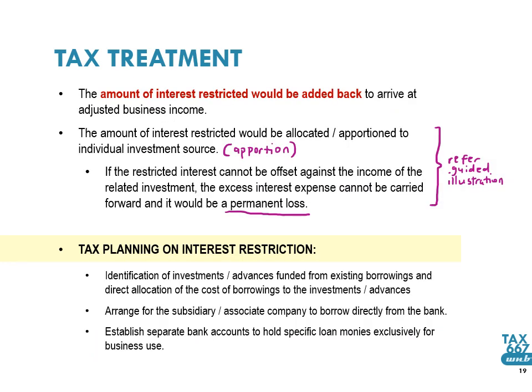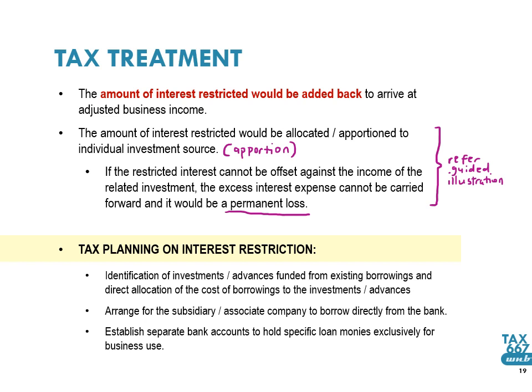Now let's continue discussing the tax treatment for interest restricted. Kita tahu kalau ada buat borrowing yang berkaitan dengan business income, there will be some amount of interest restricted based on the formula. So, lepas dah kira tu, yang you dapat nilai interest restricted, the amount of interest restricted would be added back to arrive at business adjusted income. Okay, so tak semua interest expenses berkaitan dengan business income dibenarkan tolak. Ada some portion yang kita kena add back sebab dia dah jadi non-allowable expenses.